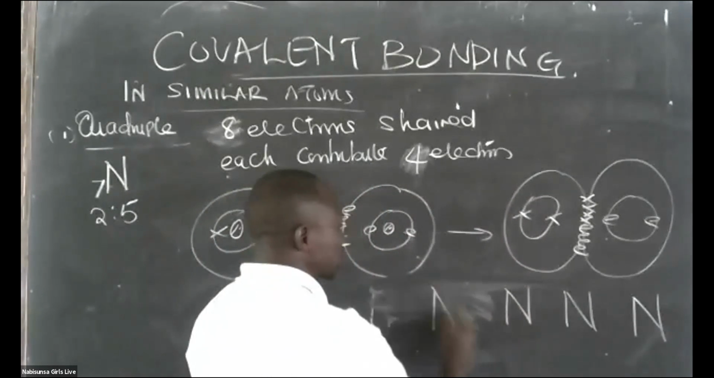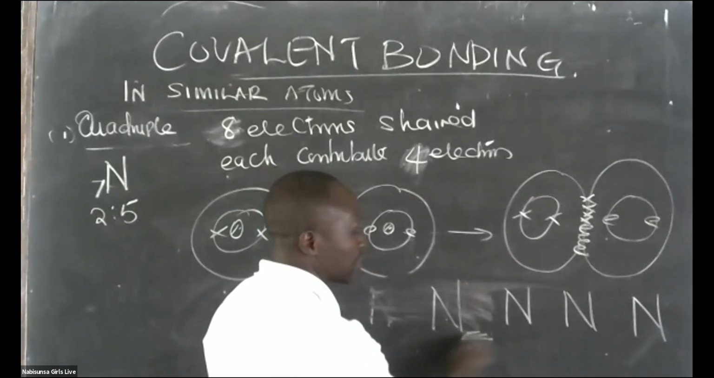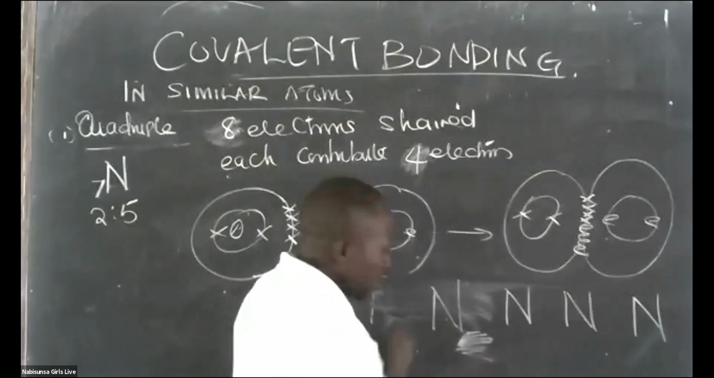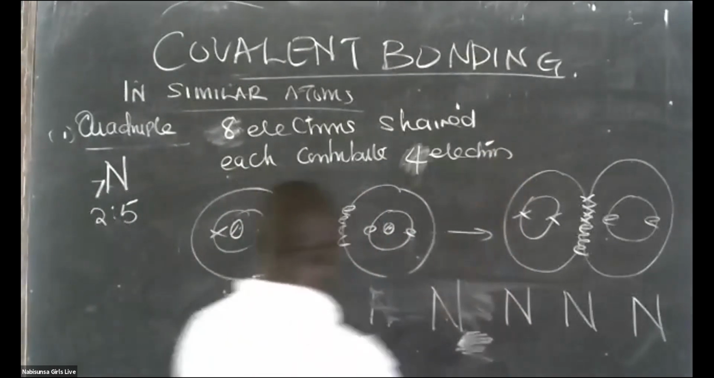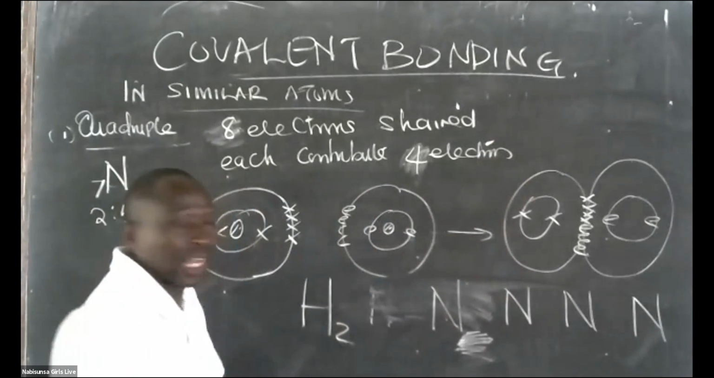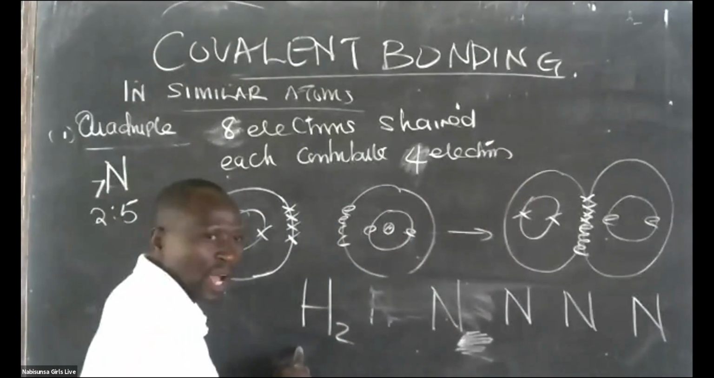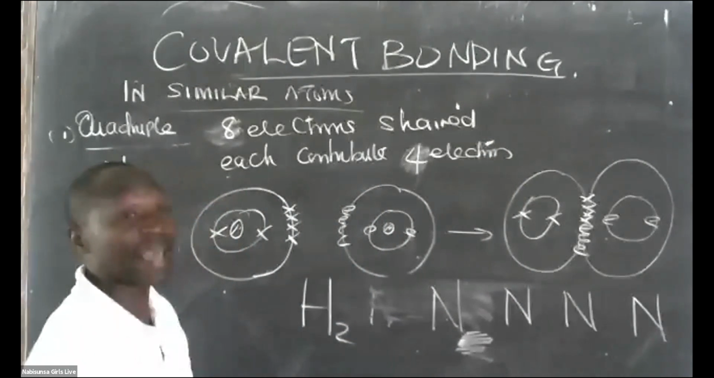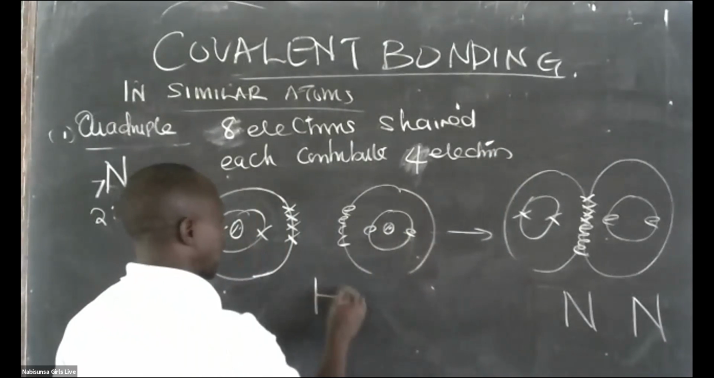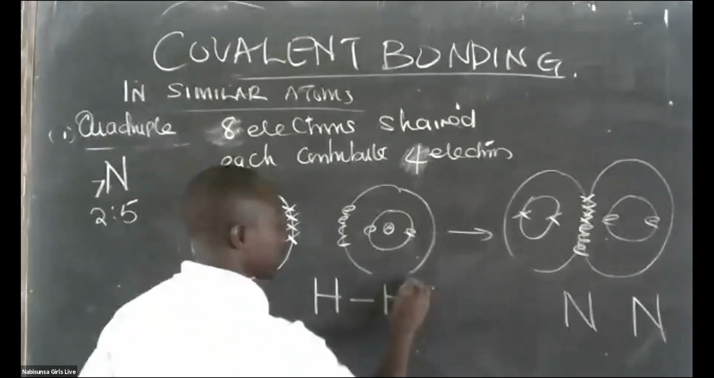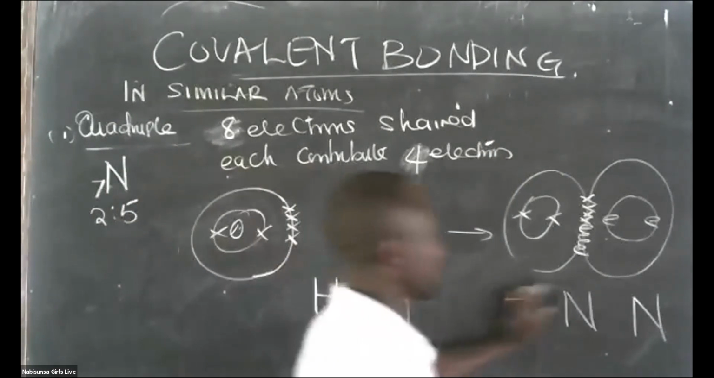So the number you see here is telling you the number of atoms that are involved in bonding, not the number of electrons. So why do we write hydrogen as H2? Why not just H? Because there are 2 atoms, but these 2 atoms are being held by a single covalent bond. So H-H.